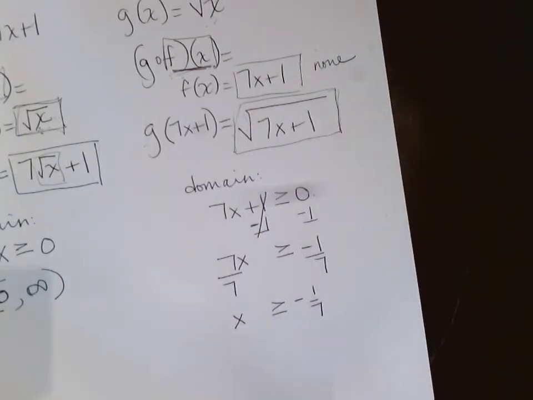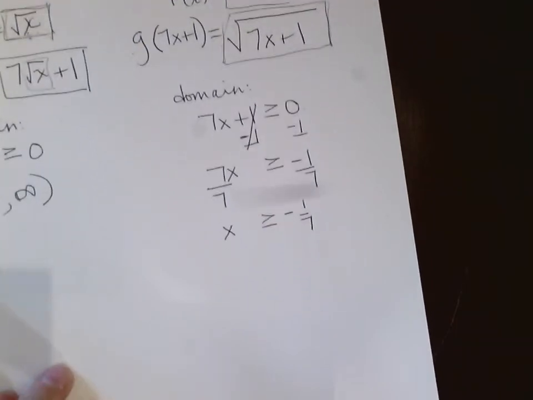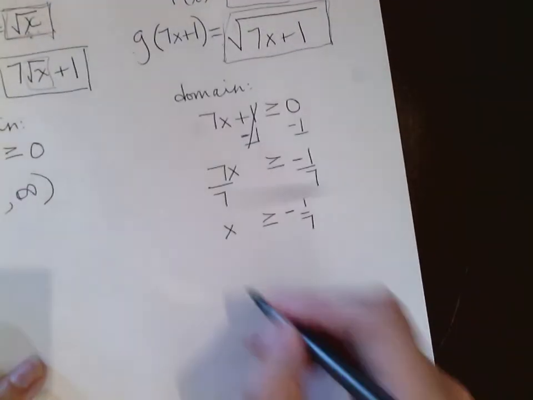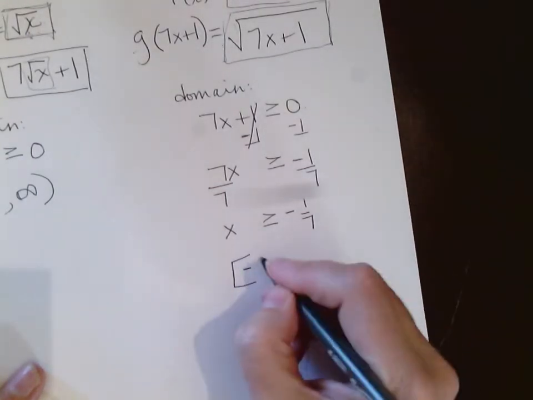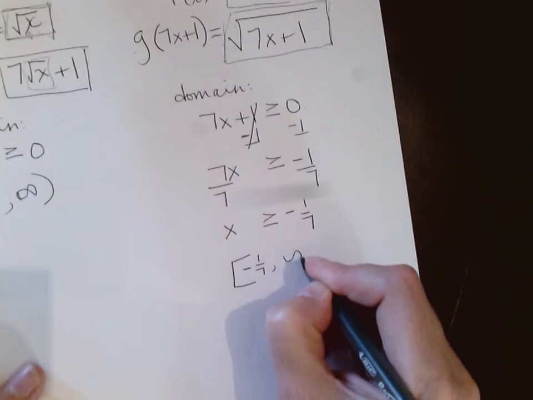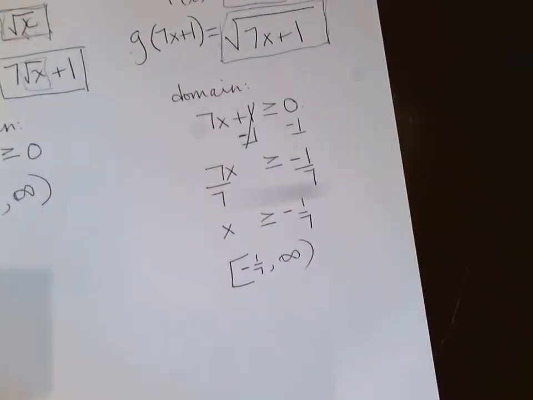So in other words, if I'm going to write that in interval notation, greater than or equal to negative 1/7 would be a bracket around negative 1/7 to infinity.